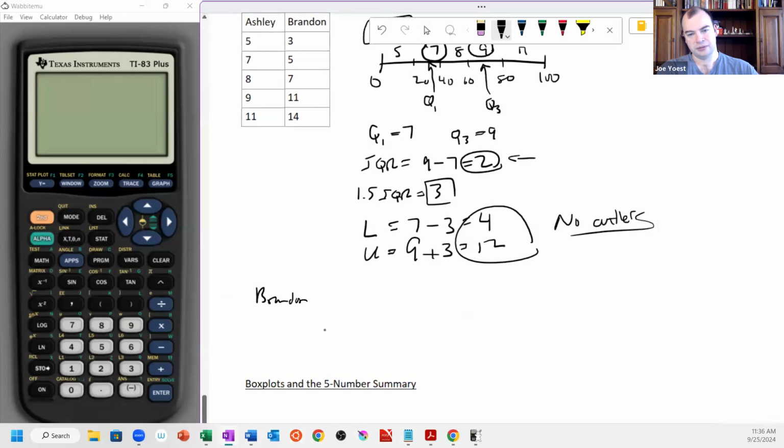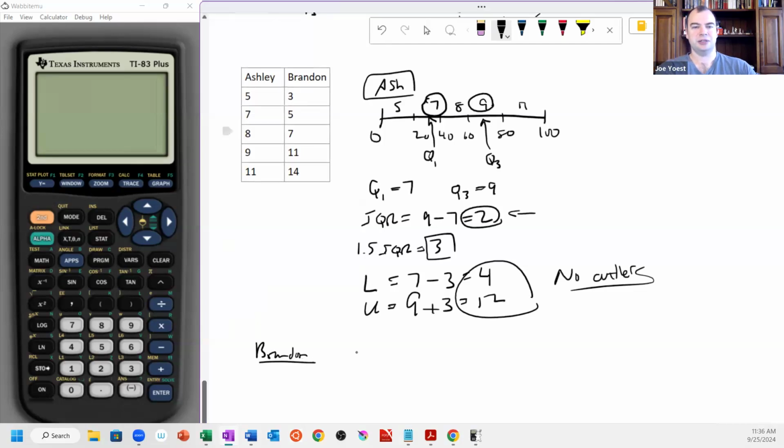Brandon, I don't know. Maybe his 14 is a little high or his 3 is a little low. Doesn't seem too terrible though. But let's check. Similar to Ashley, Brandon also has 5 data points. His Q3 and his Q1 are going to be the second and fourth smallest data points, just like Ashley's. So 5 and 11 are the 2 quartiles for Brandon.